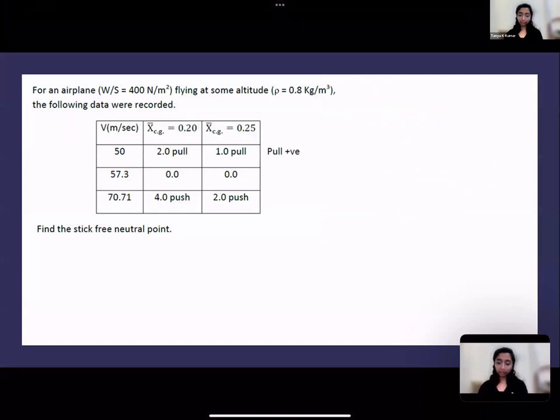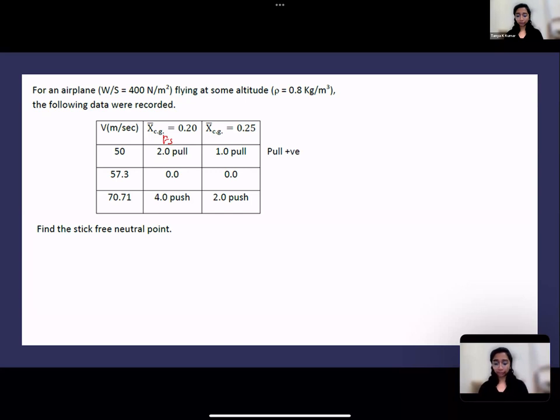For an airplane, they've given you W by S, 400 Newton per meter square, flying at some altitude where density is 0.8 kg per meter cube. The following data were recorded. They've given you velocity readings. They've given you this push-pull, which is the stick force, Fs. Pull is positive. Here they're giving the notation such that pull is positive. It's usually the other, but if it's not specified, you take push to be positive. And they've given you the stick force at different CG.